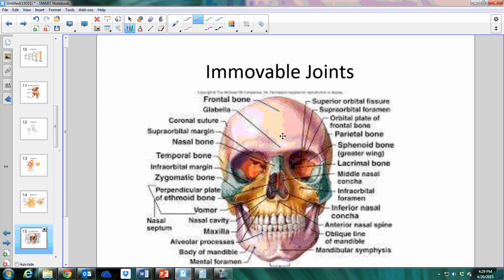And then lastly are immovable joints, and they do what their name suggests. They do not move. There are several bones that make up your skull, and those bones are held together by immovable joints. They don't have any movement in them. Some other examples of immovable joints are the ones that connect your ribs to your backbone.